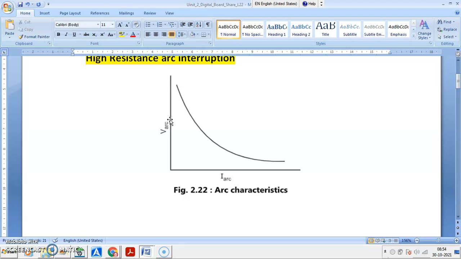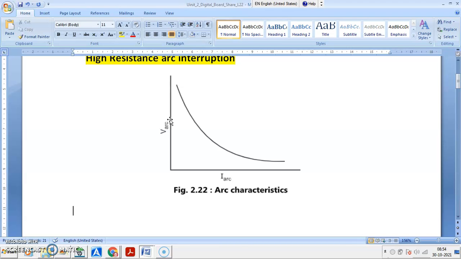The arc gets extinguished when the system voltage can no longer maintain the arc. You have to drop the system voltage, or drop the V arc, to such a point that the system voltage will no longer feed the arc or maintain the arc, and then the arc gets extinguished.